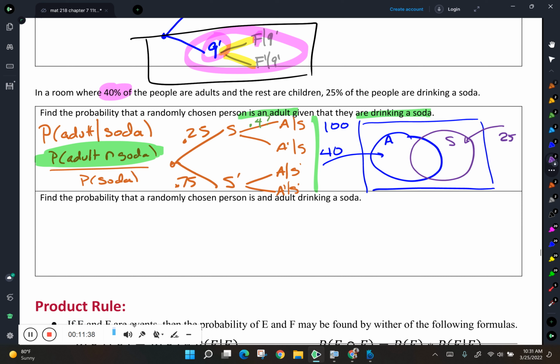And this piece right here in the middle is going to be the intersection of those two sets. So how many people are going to be in there? Well, there's going to be 10 people in there. And how do we come up with that? Well, if 25% of the people are drinking soda, and there are 40 adults, then a quarter of those 40 would be 10. This would be 30. This would be 15. And out here, this is going to be 45.